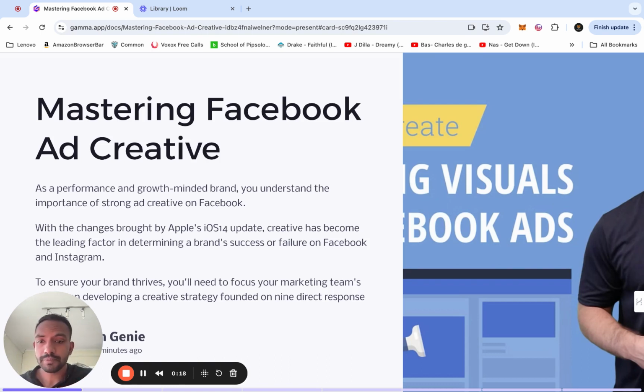Because at the end of the day, with the recent changes, well, not so recent anymore, but the changes in the Apple iOS 14 update, this actually allows creative to become the leading factor in brands' success or failure on advertising on Facebook and Instagram. So, to ensure that your brand thrives and you're not just another broke dropshipper, you want to focus on what I'm about to tell you here. So let's dive right into it.